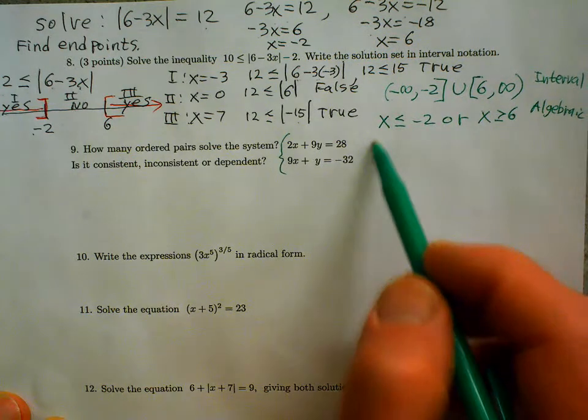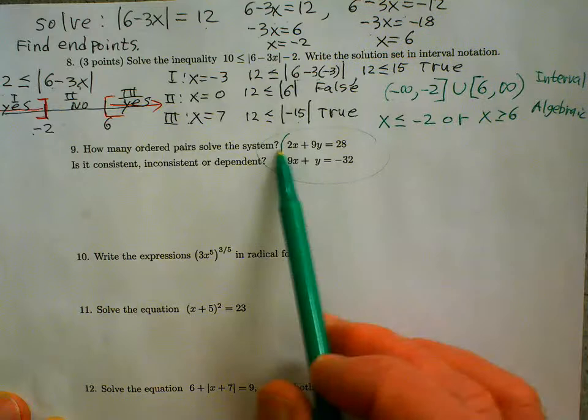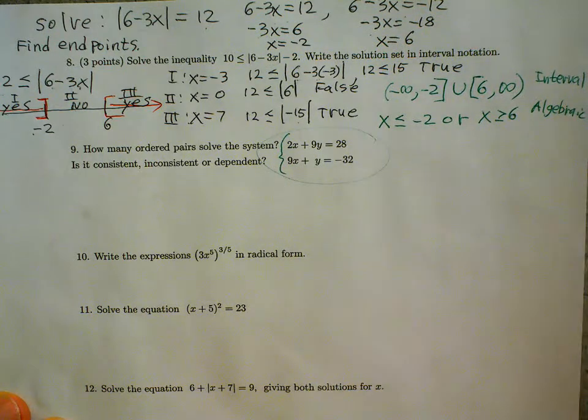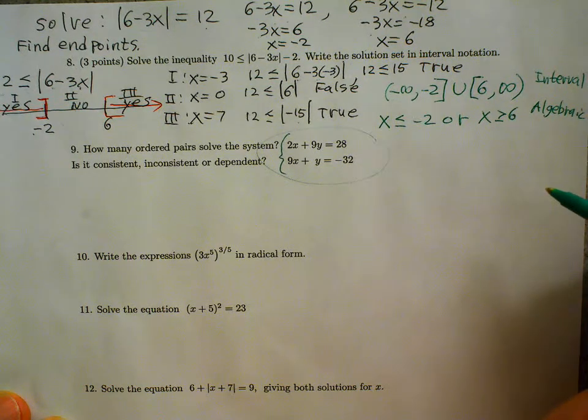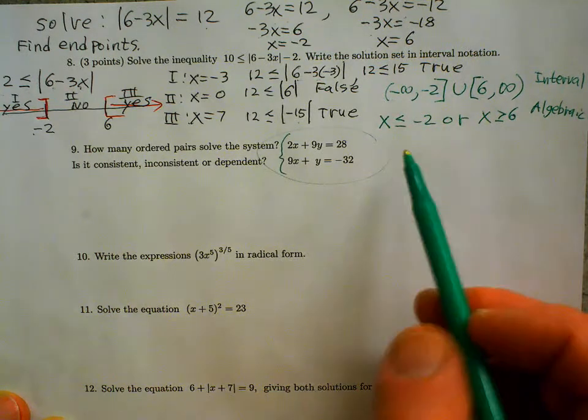So if you have a system of 2 linear equations, there are 3 possibilities. There's one solution if the 2 lines intersect at a single point. There are no solutions if the 2 lines are parallel. And then the third possibility, there are infinitely many solutions if the 2 lines are the same line.